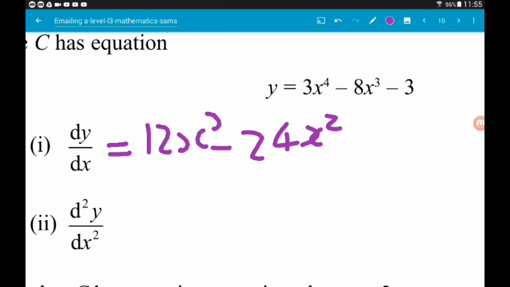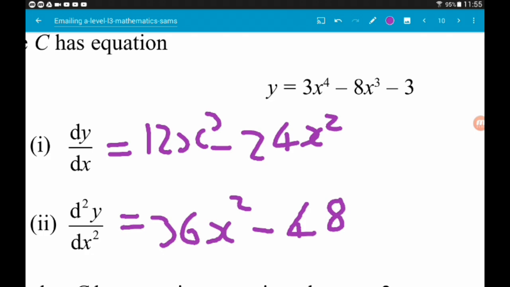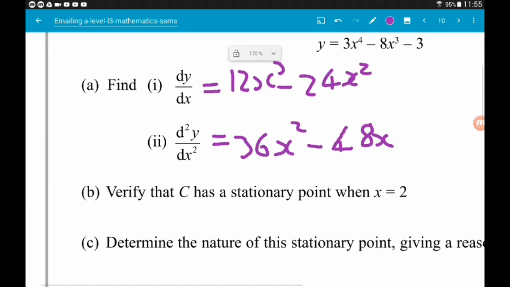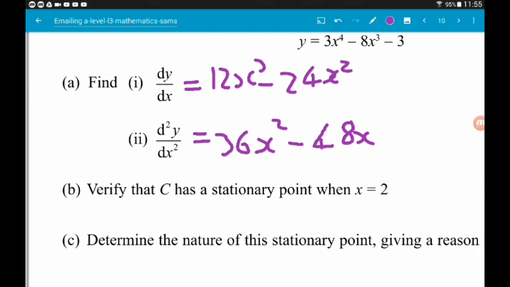Then we want to find d squared y by dx squared, the second derivative, so we're differentiating dy by dx. This is going to be 36x squared minus 48x. Good times.